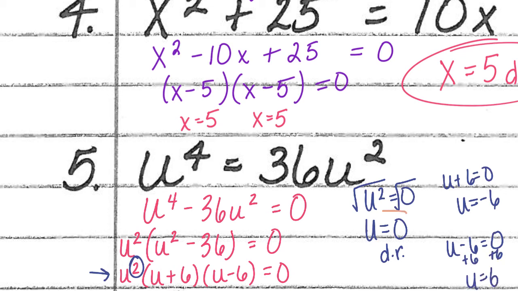So notice I have 1, 2, 3, 4 answers. So I have 0, 0, negative 6, and positive 6. So notice there are 4 answers. And you're going to start to notice that they correlate with the highest exponent that you have.